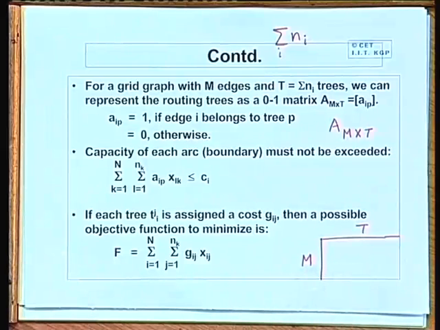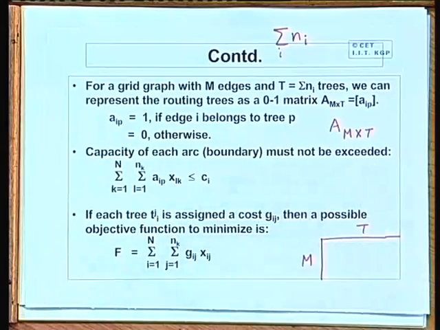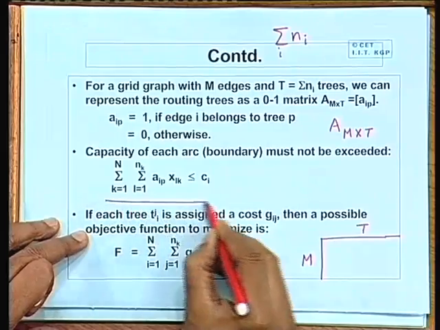Now, the constraints will be put like this. I had mentioned that each arc boundary will have a constraint: the capacity of each arc must not be exceeded. We are considering a grid graph. Nodes are the regions and edges are the boundaries of the regions. So, arcs will indicate the channel capacity of the boundaries, that means how many wires you can route through that boundary.